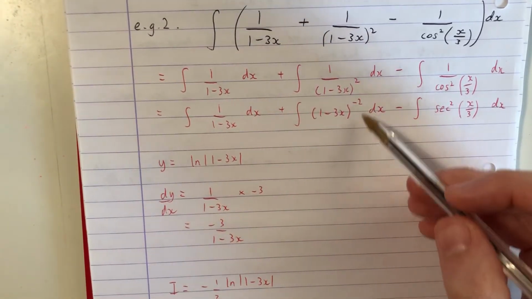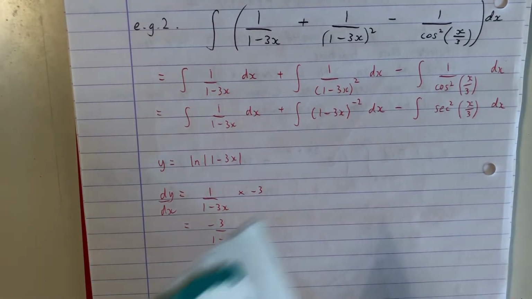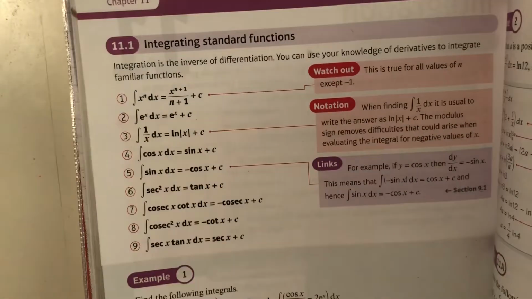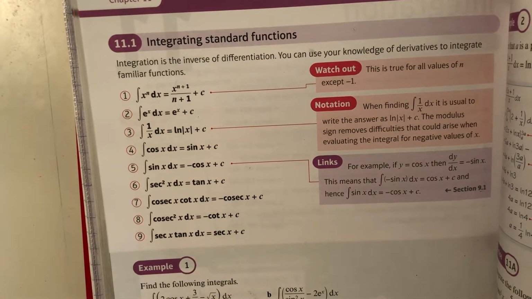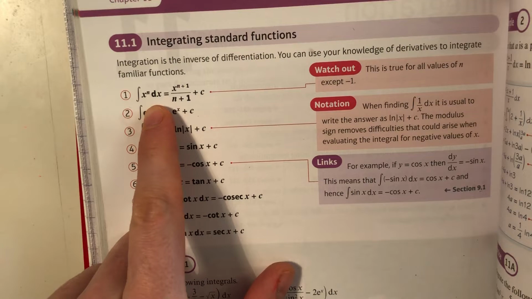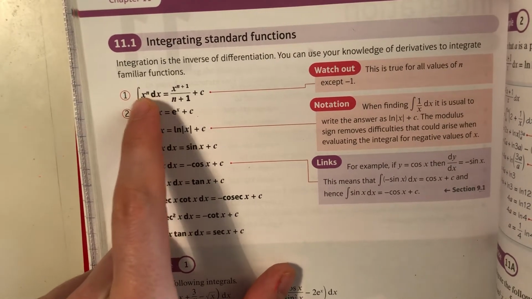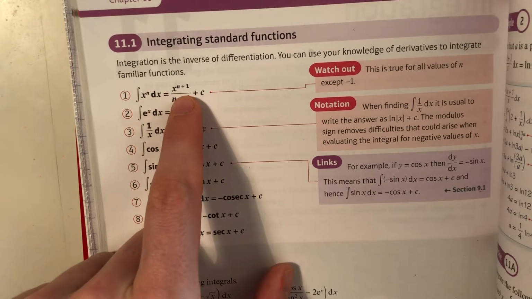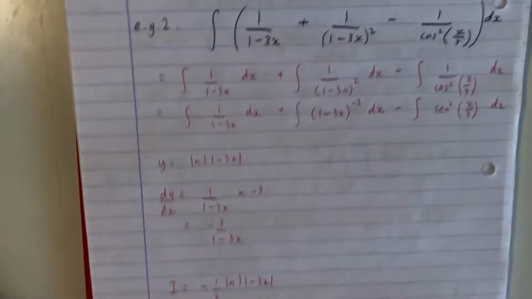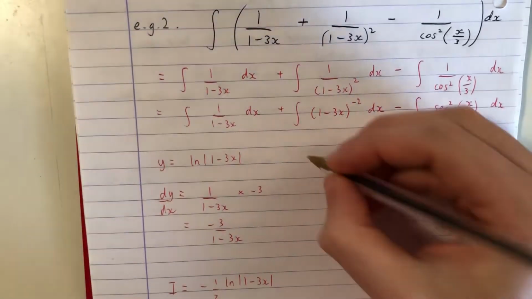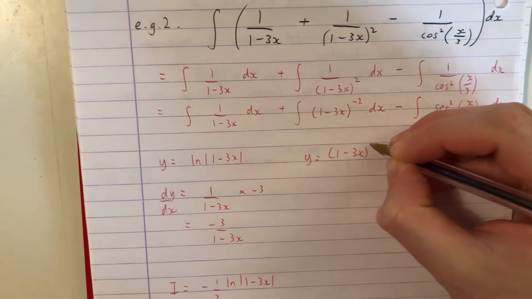1 minus 3x to the power of minus 2. Now, if I show you that page in the textbook, which one of these helps you with this one? Well, it's the first ever rule of integration you were taught. Something to the power of n, or something to the power of negative 2, you add 1 to the power. So let's add 1 to the power and guess that. y is equal to (1 minus 3x) to the power of negative 1.